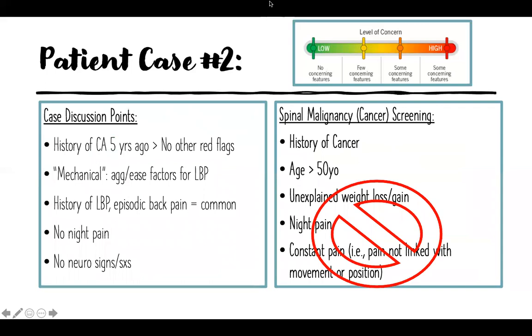Just like we said, this individual had a history of cancer 5 years ago, but she doesn't really present with other red flags. She has mechanical symptoms and a history of low back pain, and episodic back pain is common. So we're really not suspecting anything sinister. She doesn't have night pain or other concerning symptoms. As we're going to get into, some of the ways we screen for spinal malignancy are history of cancer, so she does have that, and increasing age, which increases risk, and she does have that. But she doesn't have any of these other things that might make us think she has a really high likelihood of cancer.